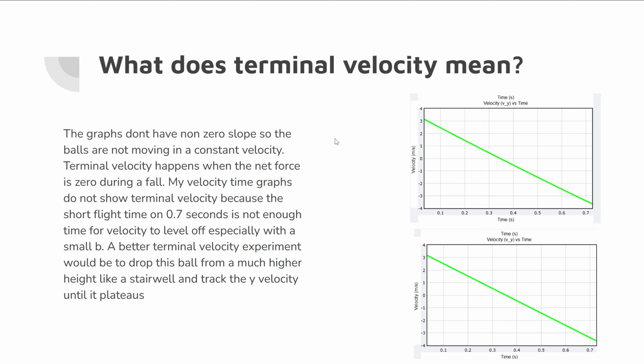So what does terminal velocity mean? The graphs don't have a zero slope, so the balls cannot be moving at a constant velocity. Terminal velocity happens when the net force is 0 during a fall. My velocity-time graphs do not show terminal velocity because the short flight time is only 0.7 seconds, and it's not enough for the ball's velocity to level off, especially with a small B value. A better terminal velocity experiment would be to drop this ball from a much higher height, like a stairwell, and track the y velocity until it plateaus.